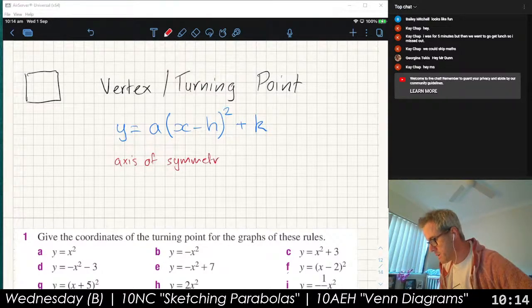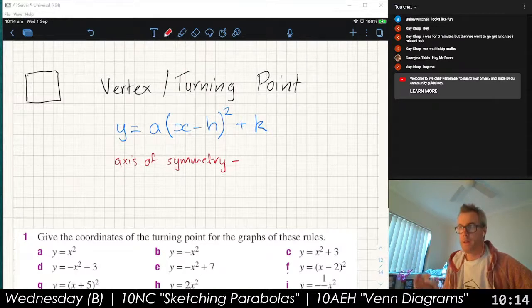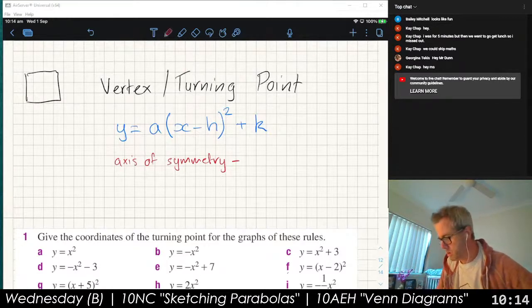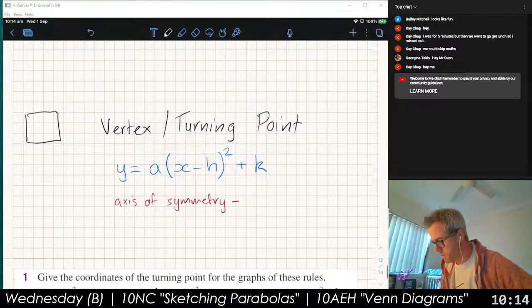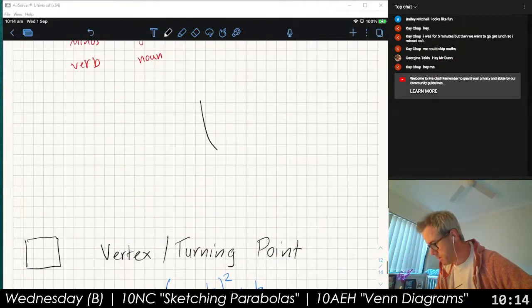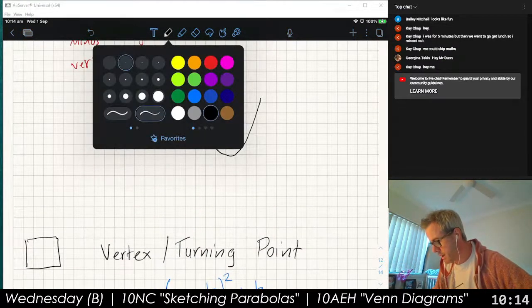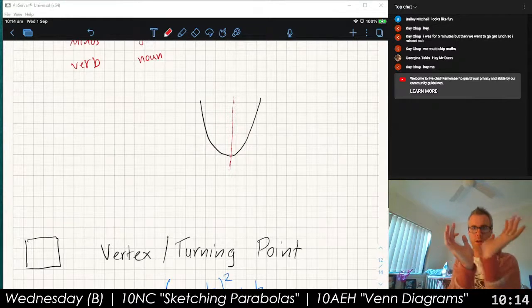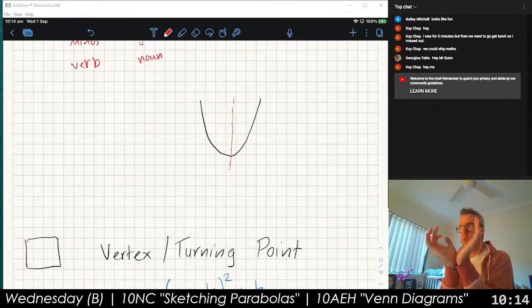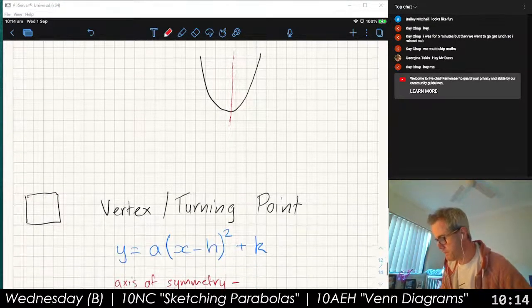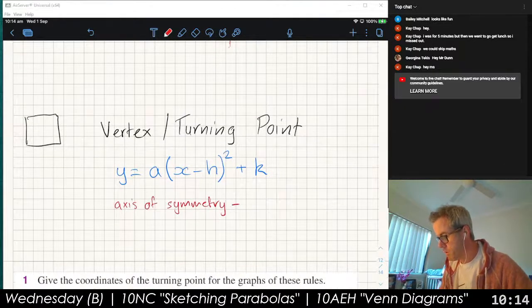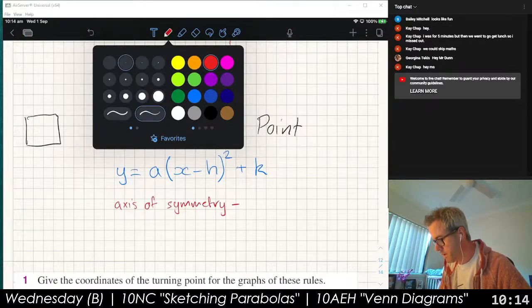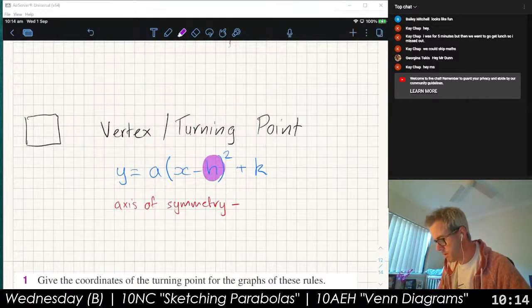Now, remember, our axis of symmetry is where our parabola, I'll draw it for you. Here's our parabola, right? It is this line here that goes up through the middle. It indicates that the one on the left-hand side is of the same shape and size as the one on the right-hand side. So it's this red line here. So the axis of symmetry in this turning point formula is H.